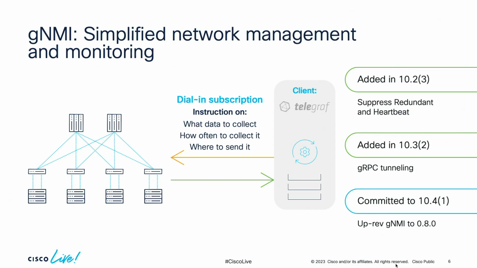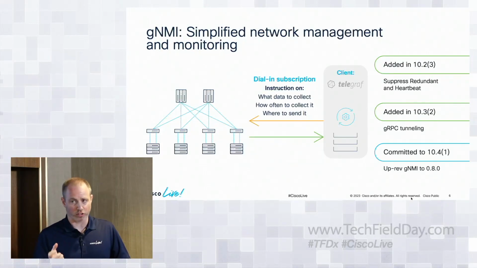Now, the heartbeat capability is a sanity check. So you can say, I want my interface statistics every 10 seconds, but if it hasn't changed, don't send me the information. But you could say every 5 minutes, send me that heartbeat as a sanity check, just to make sure that the connection is still good and I'm still getting fresh information. gRPC tunneling, I'm going to touch on in a subsequent slide. And then we've also committed to our upcoming 10.4.1 release in Q3 of this year. We're just revving to the latest and greatest version of GNMI.